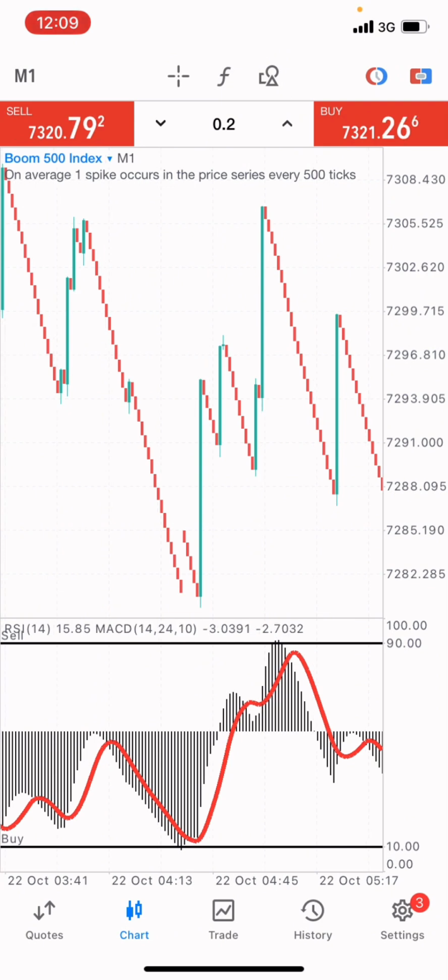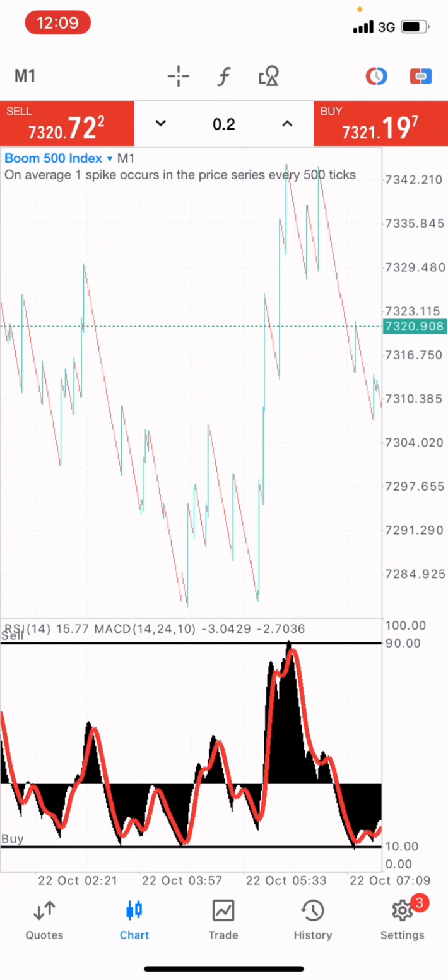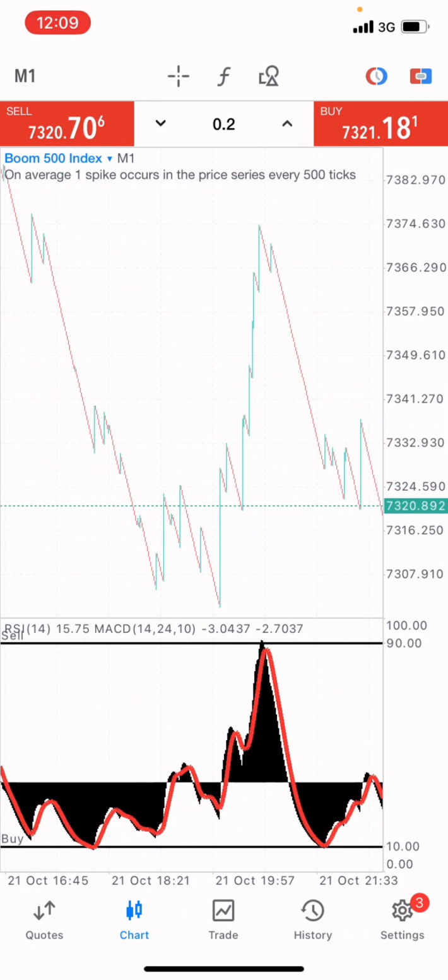Now, how do you place a sell so that you'll be able to scalp the market, taking advantage of those small price movements on the market? How do you do this successfully?